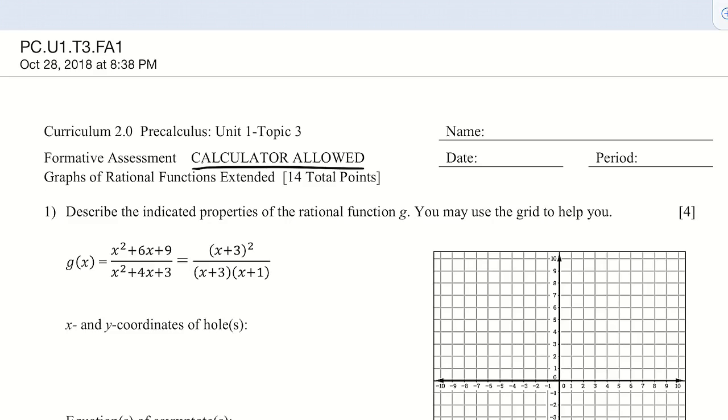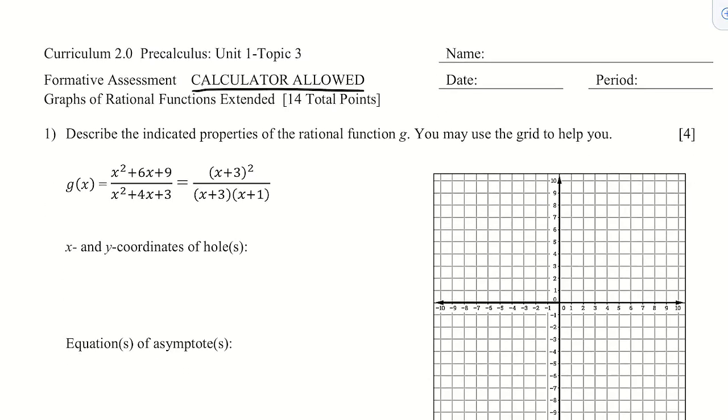So the first thing it says is describe the indicated properties of the rational function g. You may use the grid to help you along. So it says x and y coordinates of a hole. Already right off the bat, they're telling you that there is going to be a hole for this problem. And one of the bad things about modern day technology, especially the TI-83 and 84 calculators, is they do not show a hole when it is actually there. They show it in a table, but they will not show it in the graph itself. It's just part of how the technology works out.